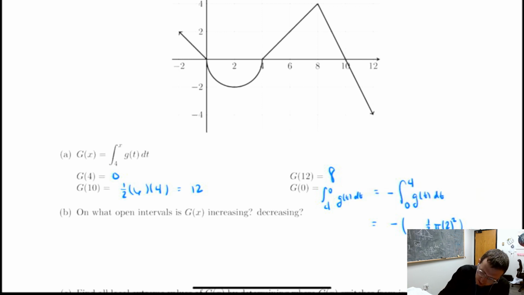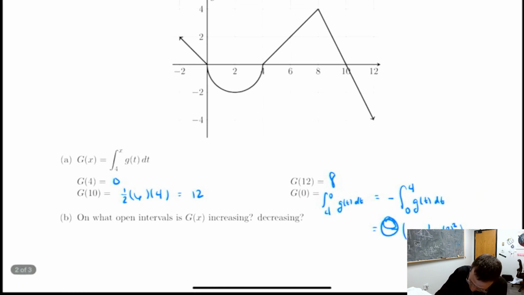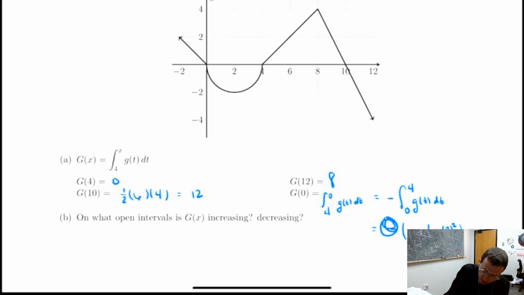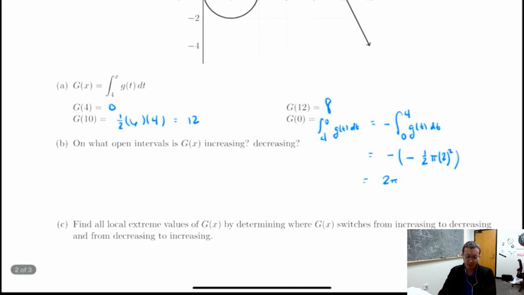And I forgot to make this negative. This minus sign was coming from here. But this integral also gives us a minus sign. So there are two negative signs, one because we're integrating backward and another because it's below the x-axis. So it actually comes out to a positive 2 pi.